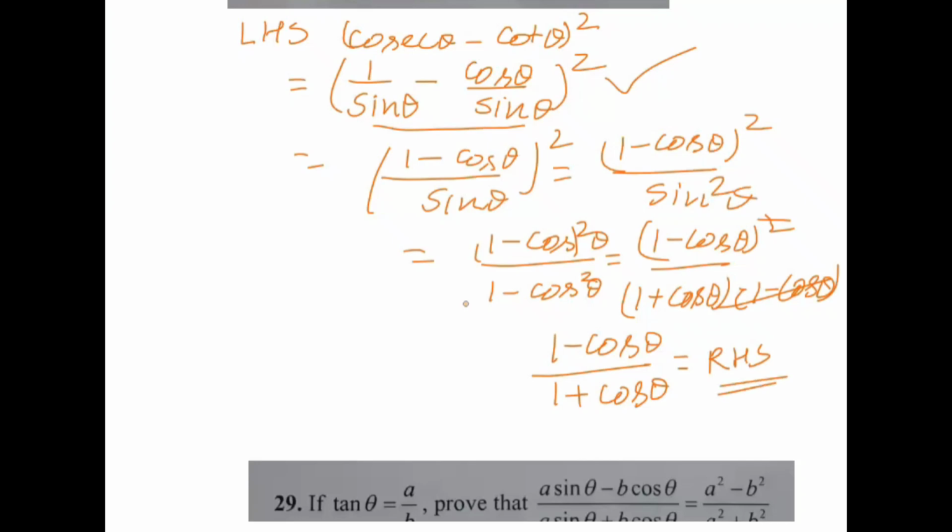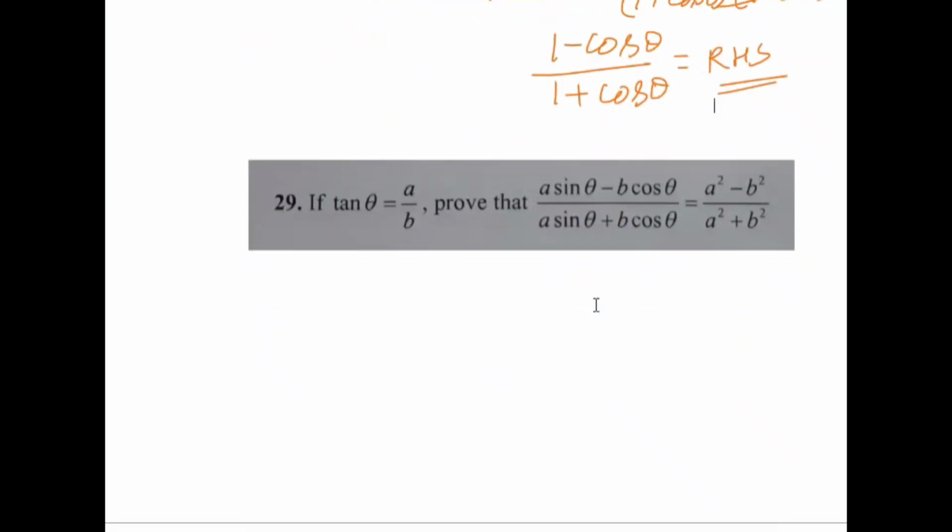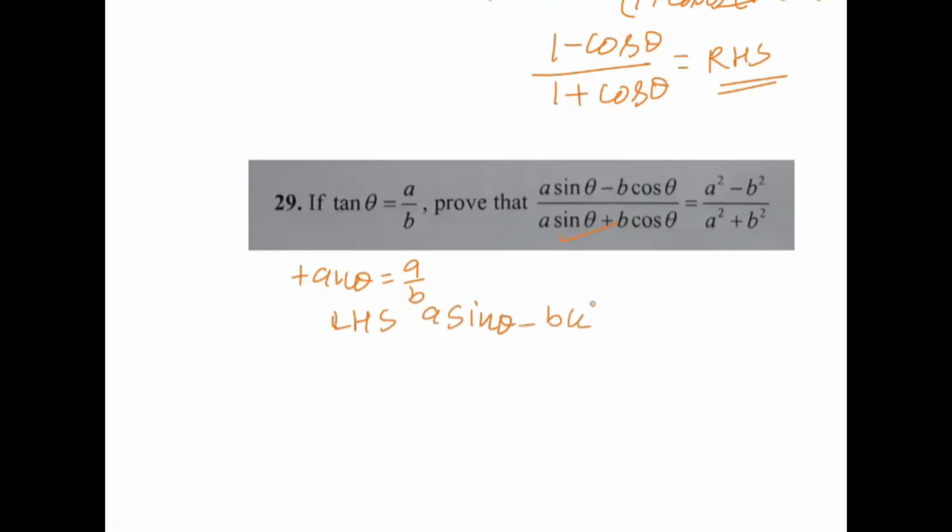Okay, now हम second question इसमें देखने की कोशिश करते हैं, that is tan theta equal to a upon b. Now we are going to convert this in the form of tan theta. So taking the left hand side, this is (a sin theta minus b cos theta) upon (a sin theta plus b cos theta).